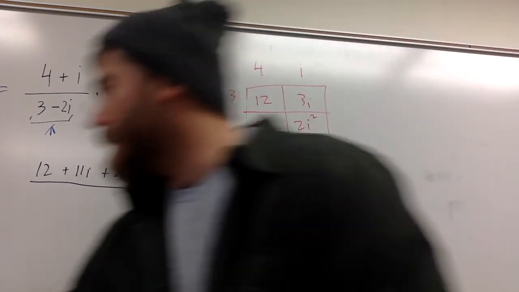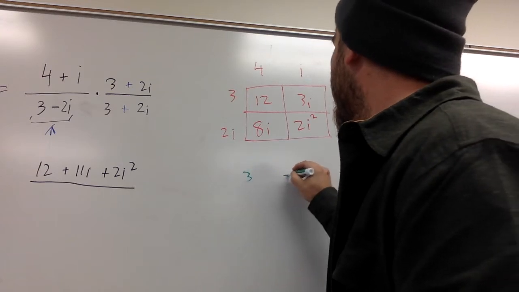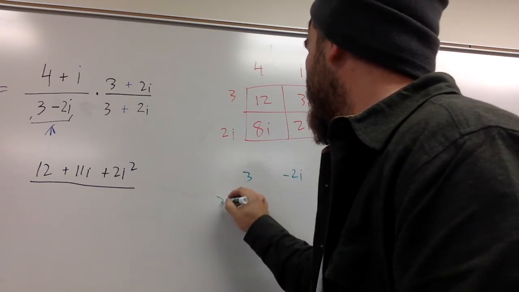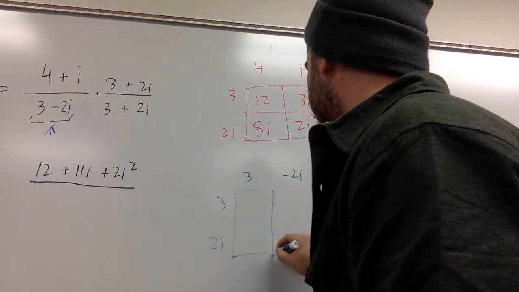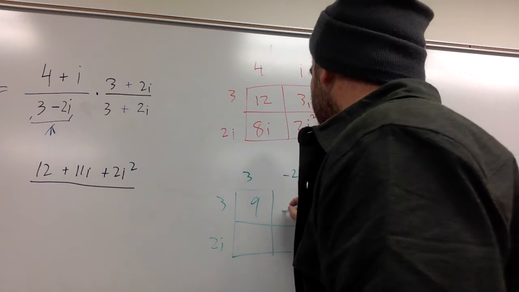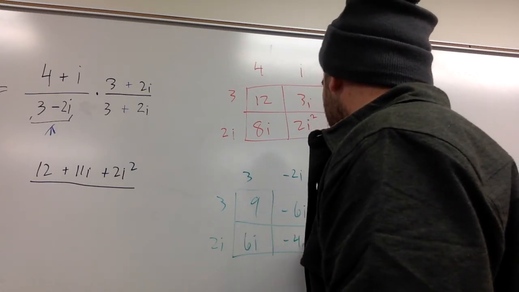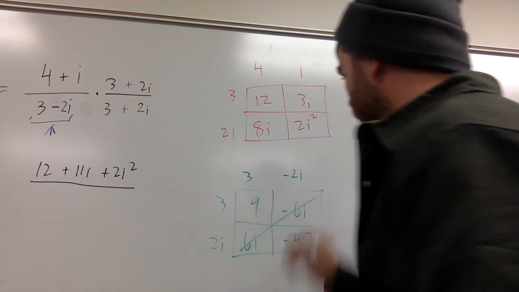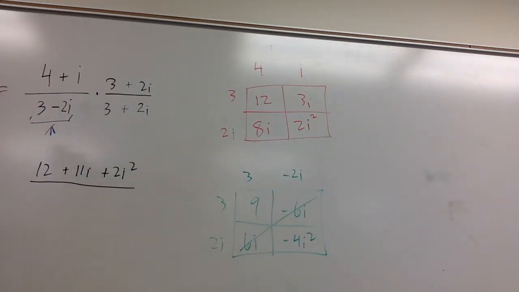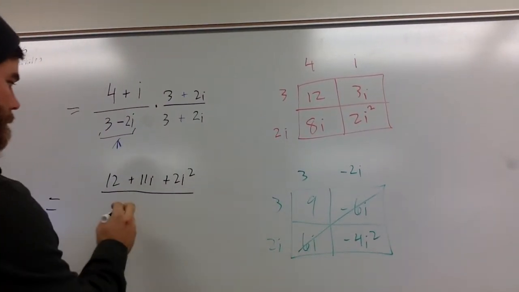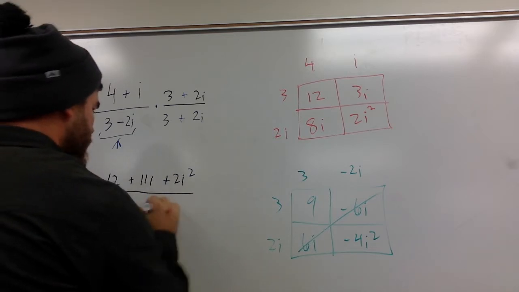And I'm going to go ahead and do the denominator here. So I have 3 minus 2i, and then 3 plus 2i. Draw my box, I'm going to multiply. We got 9 here, negative 6i, 6i, and then negative 4i squared. These 6i's are going to end up canceling, you get 6i and a negative 6i, so they cancel. I'm going to write this over here. So it's going to end up being 9 minus 4i squared.